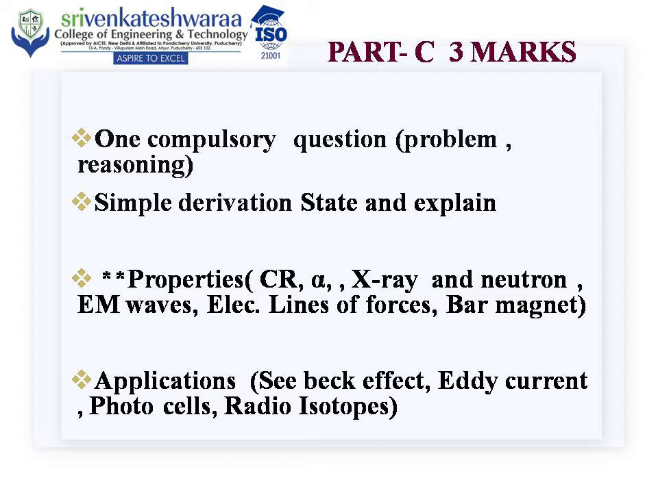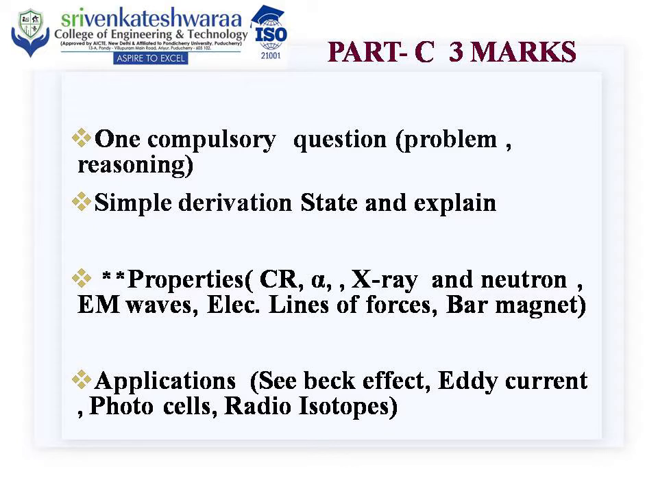Those 5 questions may be from simple derivation, state and explain. For example, state Gauss law and explain. Okay, Biot-Savart law and explain it. So you have to derive that law and explain how you can get that. Next, properties. What are cathode rays? What are the properties of alpha ray, X-ray, neutron, electromagnetic waves? Right. What is meant by electric lines of force? What is the property of a bar magnet? These are all the questions that may be asked in the 3 mark questions.